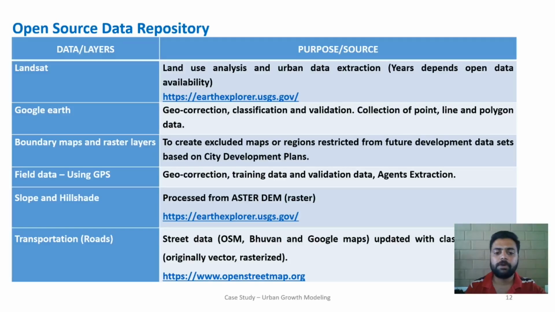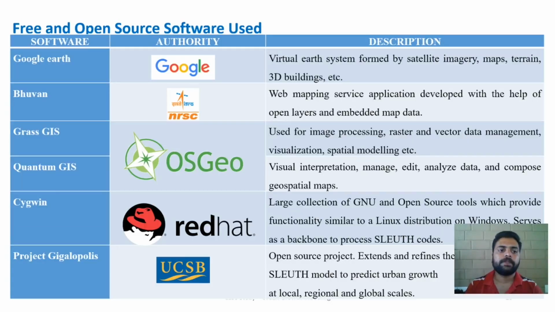Slope and hillshade can be obtained from the ASTER digital elevation model. How to download ASTER digital elevation data and all these things will be taught to you. And lastly, we have transportation data, that is basically the road layers. This can be obtained from Bhuvan. Bhuvan is the Indian version of Google Earth. Please look into the website of Bhuvan. And also we have OpenStreetMap, which gives all kinds of street data.